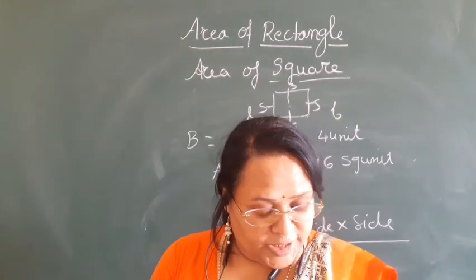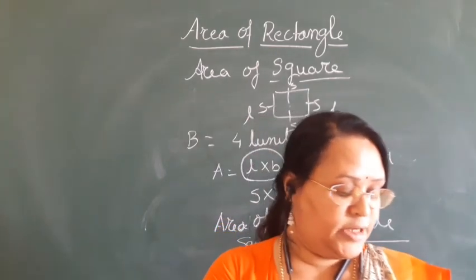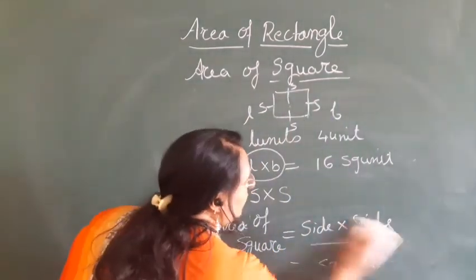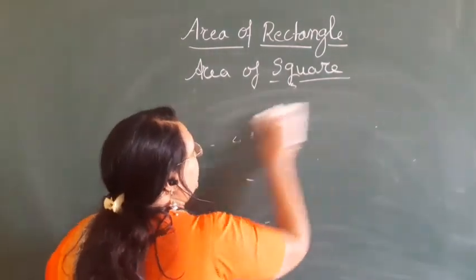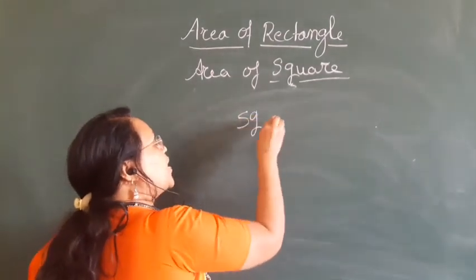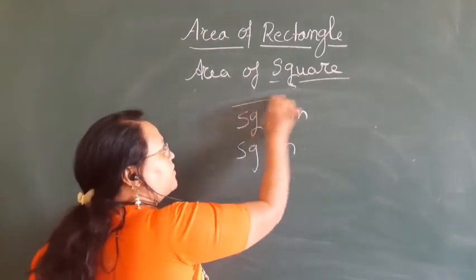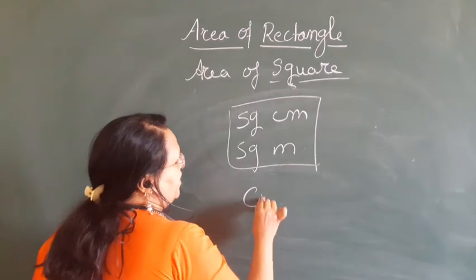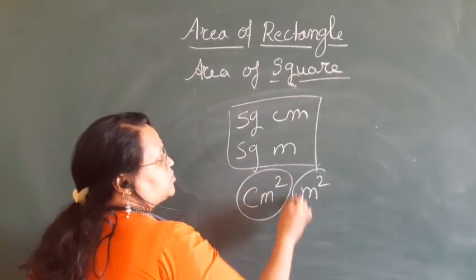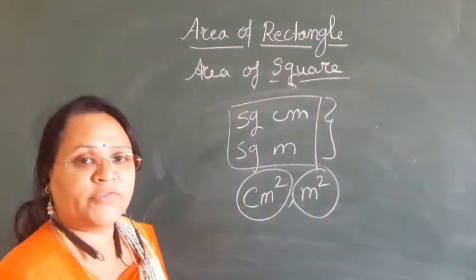So when the unit being used is centimeter, the area will be in square centimeter. So what this says is that when we write the unit of area, in rectangle or in square, we have to write square centimeter, square meter, whatever it will be. We can write in this way or we can write centimeter square, meter square. In this way also, but mostly we use this till 5th standard.